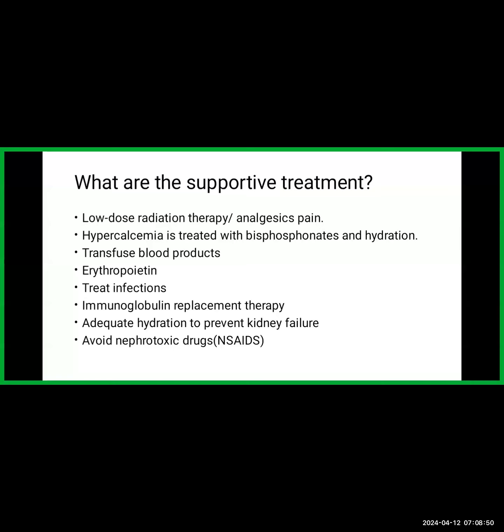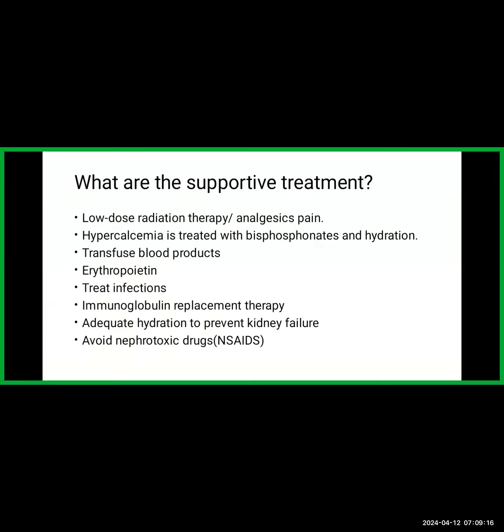The next question says, what are the supportive treatments? Other supportive treatments will include low-dose radiation therapy and also analgesics for pain. Hypercalcemia is also treated with bisphosphonates and hydration. Patients can also be transfused with blood products to replace red blood cells and other cell lines.